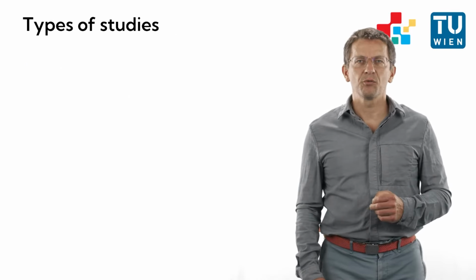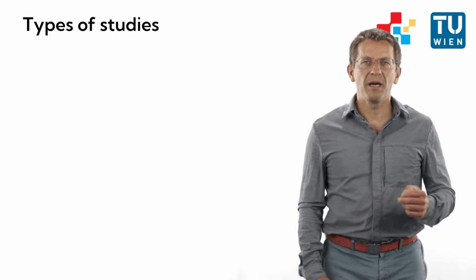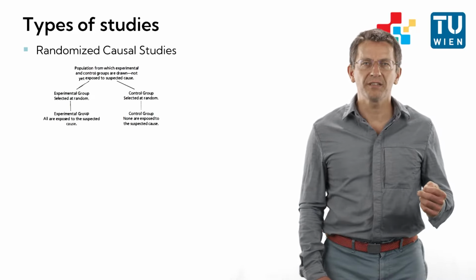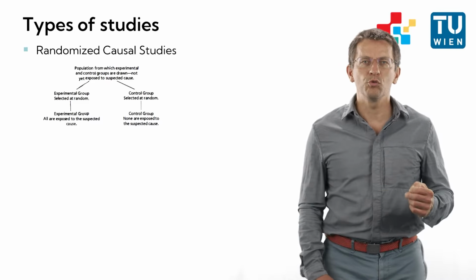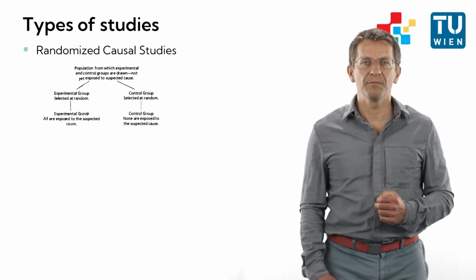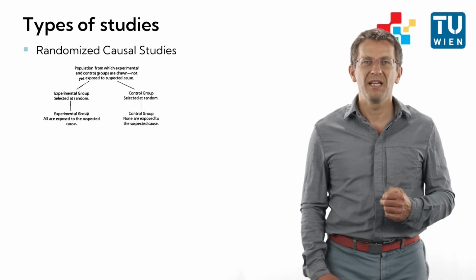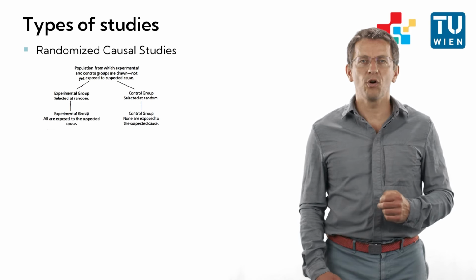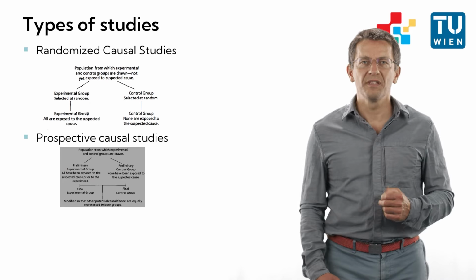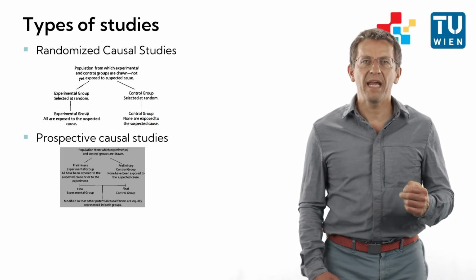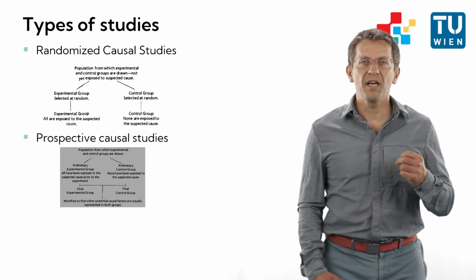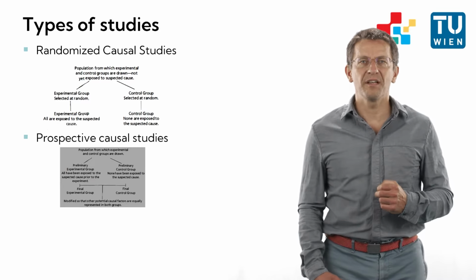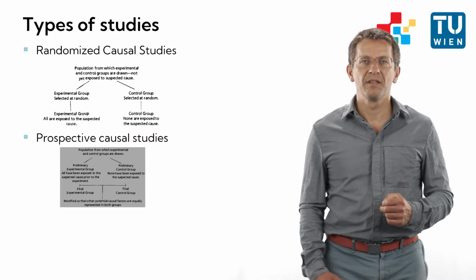There are several ways to design causal studies. Randomized causal studies involve selecting subjects and randomly dividing them into two groups before administering the intervention. This design controls effectively for other possible causal factors, but it can be expensive and time-consuming to carry out. Prospective causal studies also compare two groups, but here the experimental group already has the suspected causal factors, while the control group does not. Over time, you observe whether differences in the effect emerge between them.